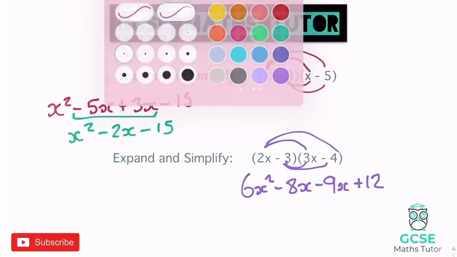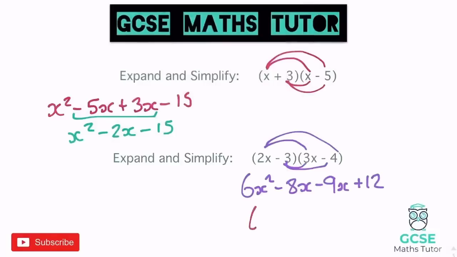And then again, just tidying this up, we have 6x squared at the start, and we've got negative 8 take away another 9x. So negative 8 take away another 9x is negative 17x.